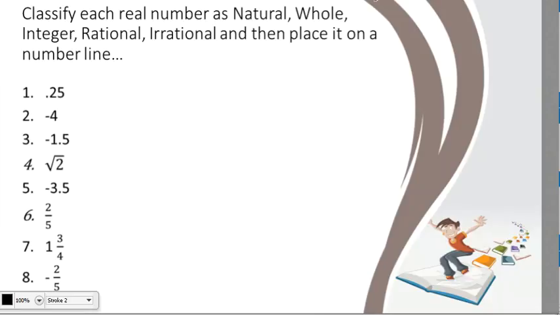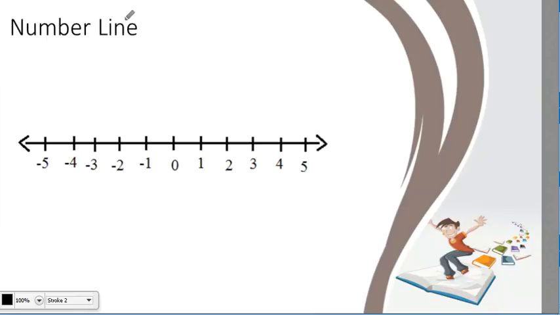Okay, so you're probably wondering, what am I going to do with all of this? One of the things that we want you to be able to do is take a number and classify each number as natural, whole, integer, rational, irrational, and then place it on a number line. So let's talk about a number line really quickly. Here's an example of a number line.